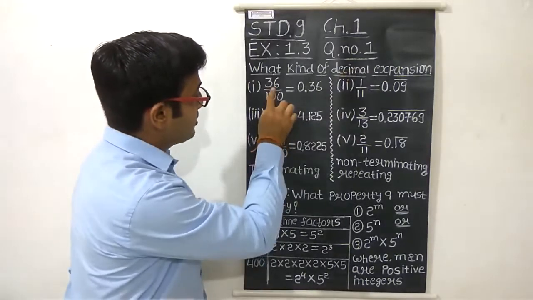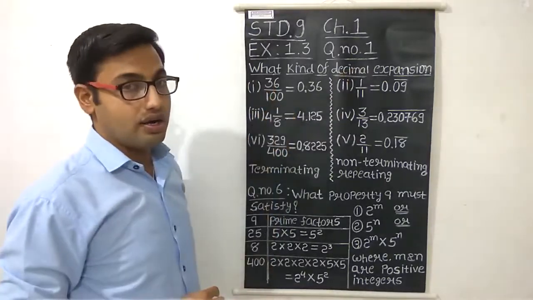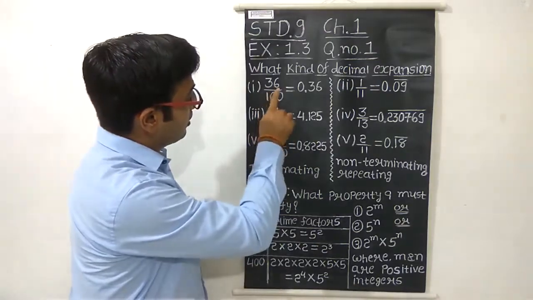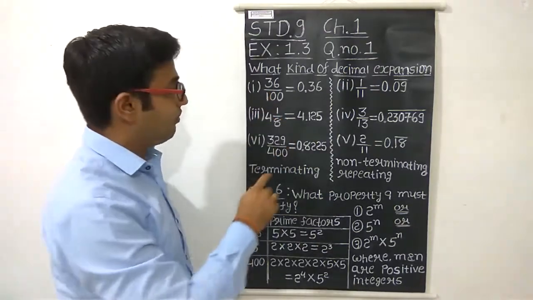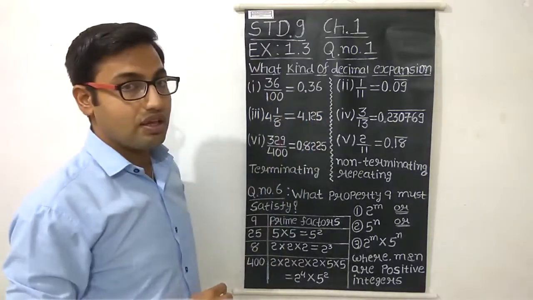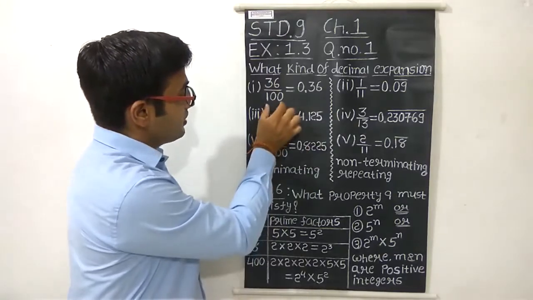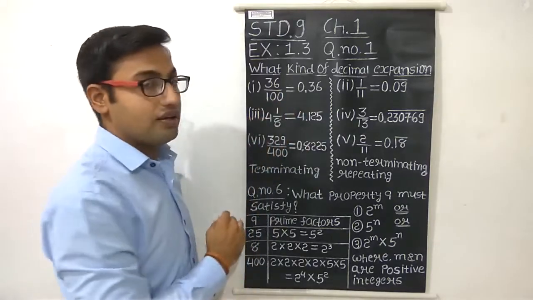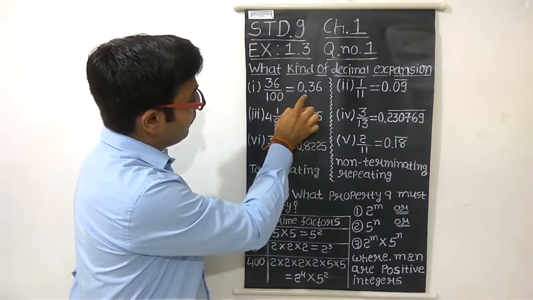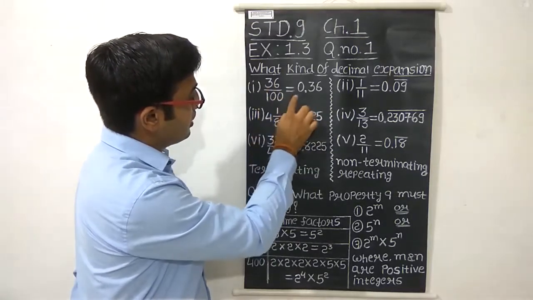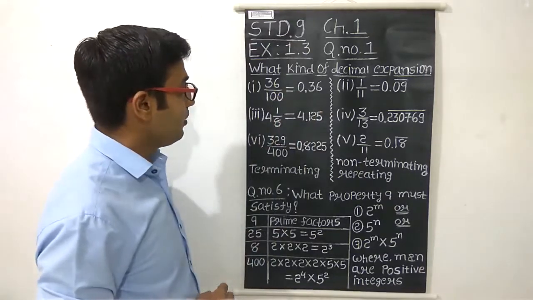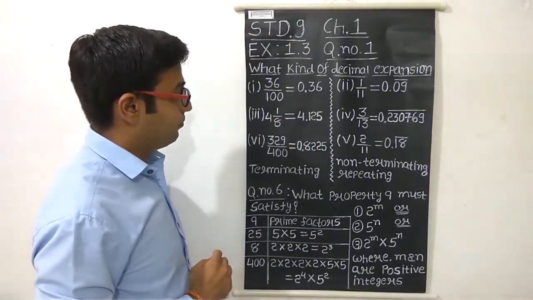The given number is 36 upon 100. We know that if we divide 36 by 100, we find the answer as 0.36, right? Or simply, as the denominator is 100, we can apply the decimal point, and it will give the answer 0.36. Okay.